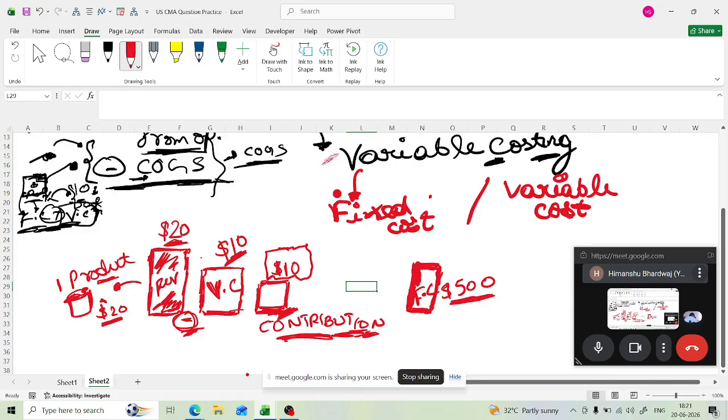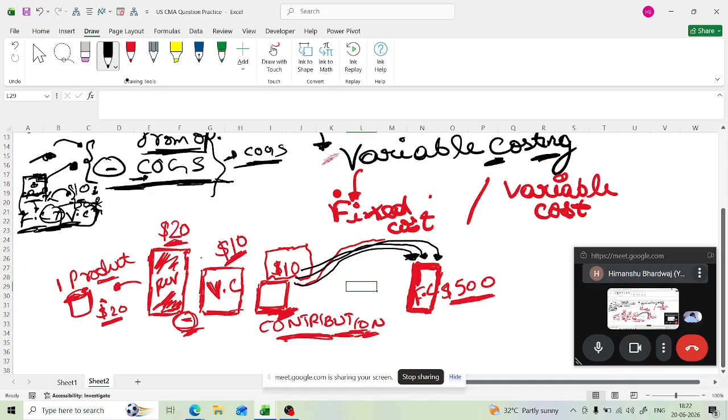So why am I calling this leftover a contribution? Because right now I can't name this bucket my profit, because I'll have to contribute to cover my rest cost. So this leftover money, which we call a contribution, will get contributed to cover my fixed cost.